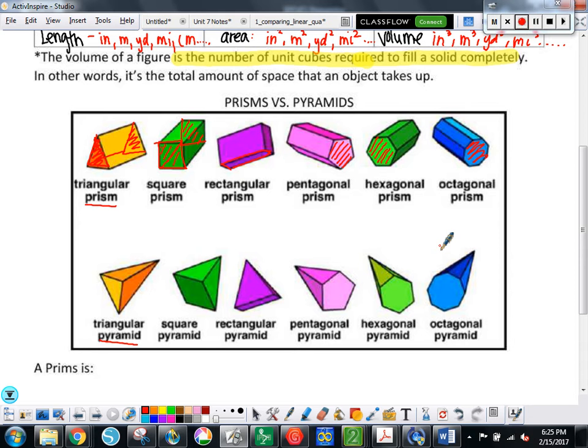Now a pyramid has a base, so this is the base, but then all of the points or all of the segments come up and they land right in the same point. So that's what a pyramid will look like. I'm calling this a triangular pyramid because the base shape is a triangle. This base shape is a square, so it's called a square pyramid, rectangular pyramid, pentagonal pyramid, hexagonal, octagonal, and so on. Today, our focus will be on prisms, and then we will talk about pyramids next time.